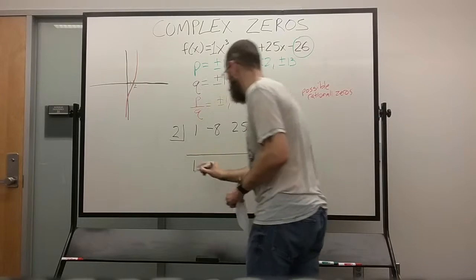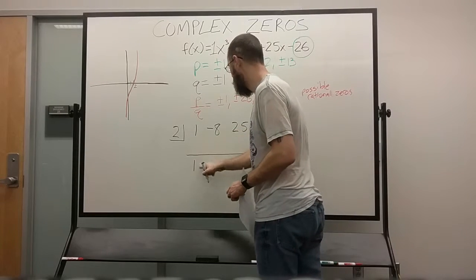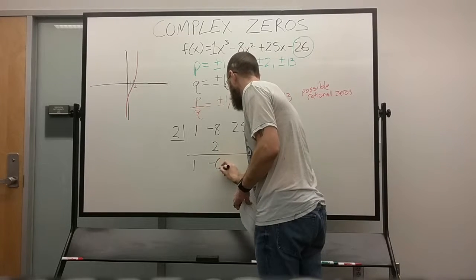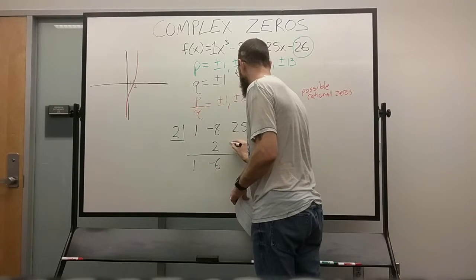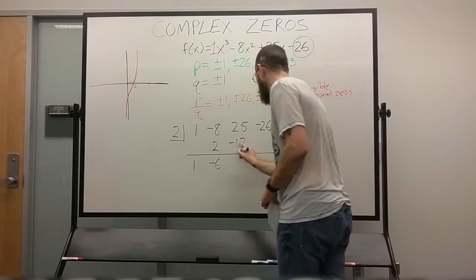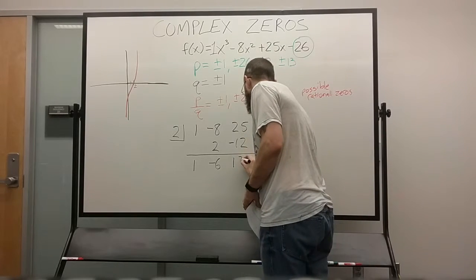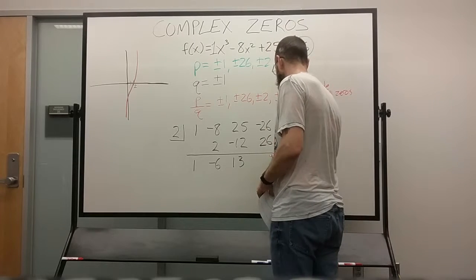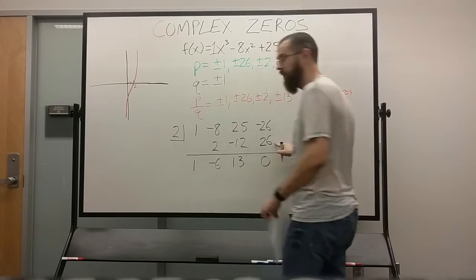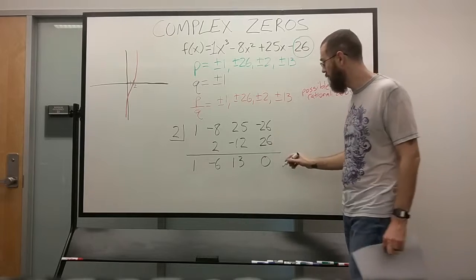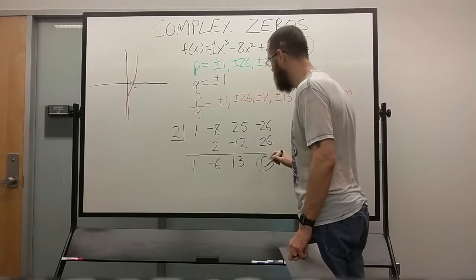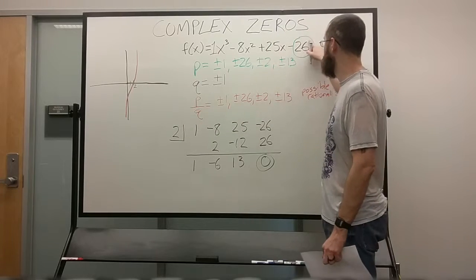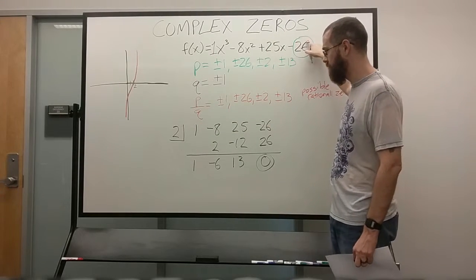As before, I'll drop the 1 down, multiply by 2, minus 8 plus 2 is minus 6, 2 times minus 6 is minus 12, 25 minus 12 is 13, 2 times 13 is 26. And minus 26 plus 26 is 0. So this remainder of 0 confirms for us that 2 is in fact a rational zero of this polynomial.